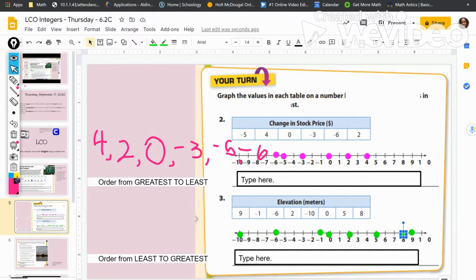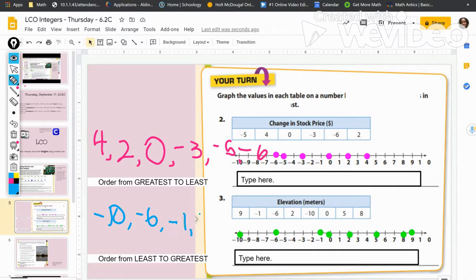So for this one, I wanted you to order them from least to greatest. Whenever I have my number line set up, my number line tells me exactly the order from least to greatest. So I just have to follow my number line. -10, -6, -1, 0, 2, 5, 8, and 9. That is the order of my elevation from least to greatest.